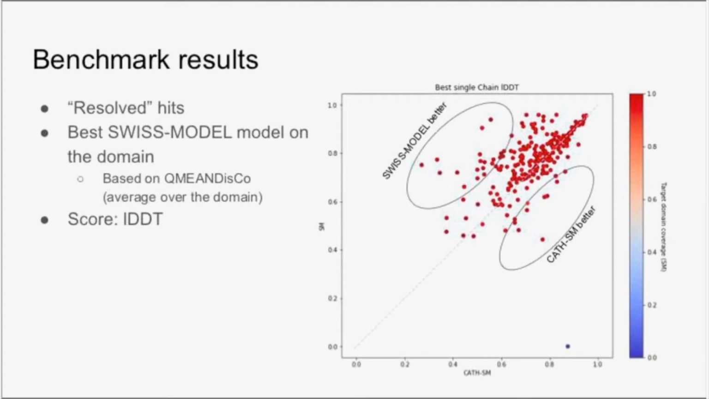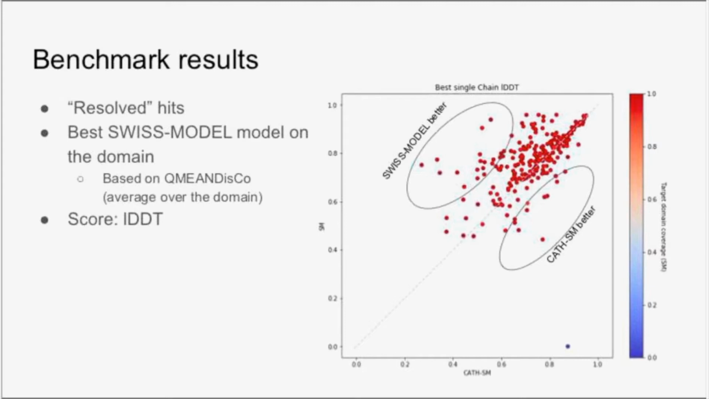So in the end, we plotted the CATHSM and the automated SWISS-MODEL results. For SWISS-MODEL, we chose the model that was performing the best on the domain, based on the average local QMEANDisCo score of the domain, so based on our high quality score. And the score itself that you're seeing on the plot is LDDT, and as expected, the two pipelines perform mostly fairly similarly.